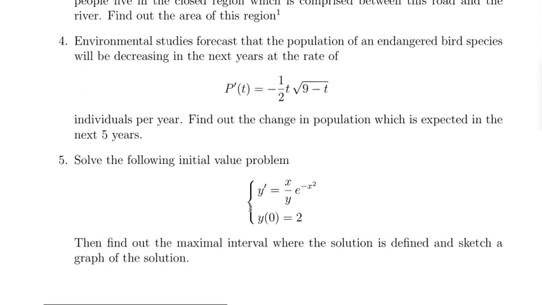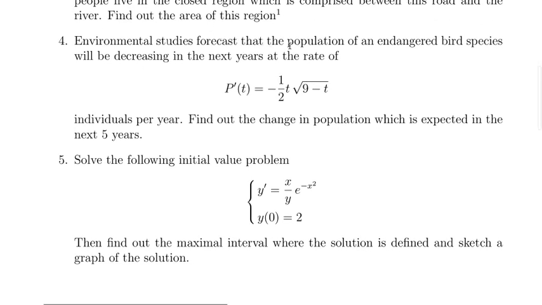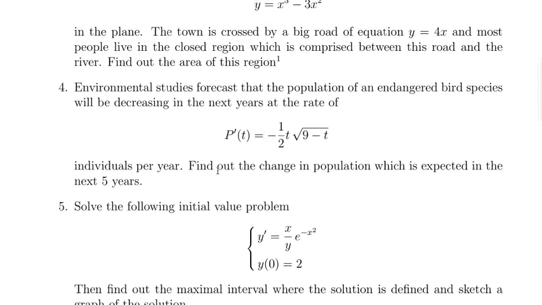Now, the last two exercises. Environmental studies forecast that the population of an endangered bird species will be decreasing in the next years at the rate of p prime of t equal to minus 1/2 t square root of 9 minus t individuals per year. Find out the change in population which is expected in the next 5 years.